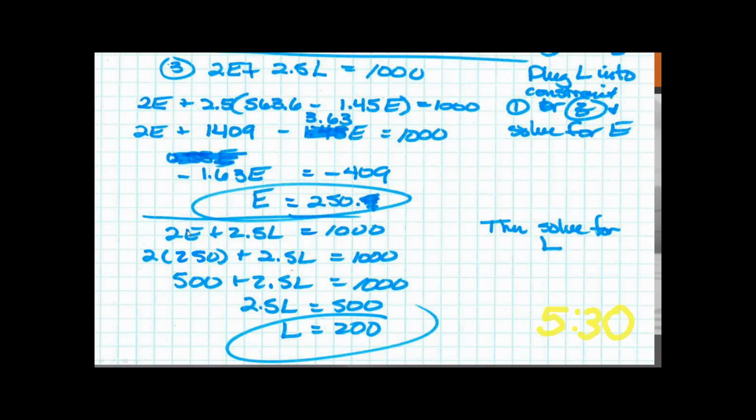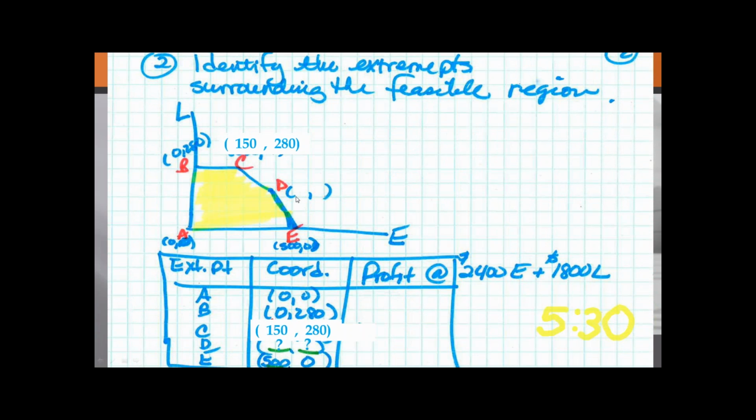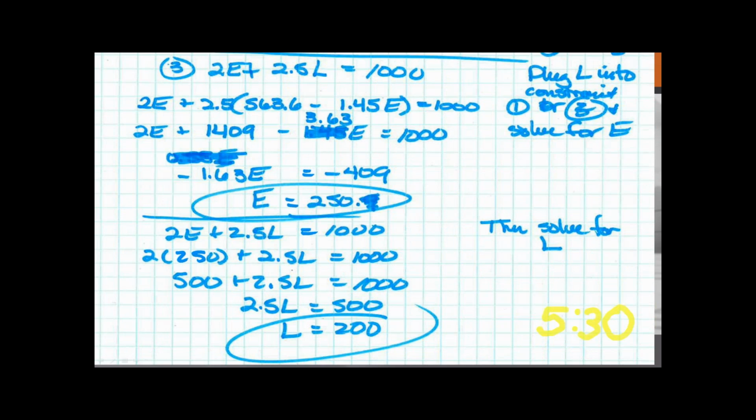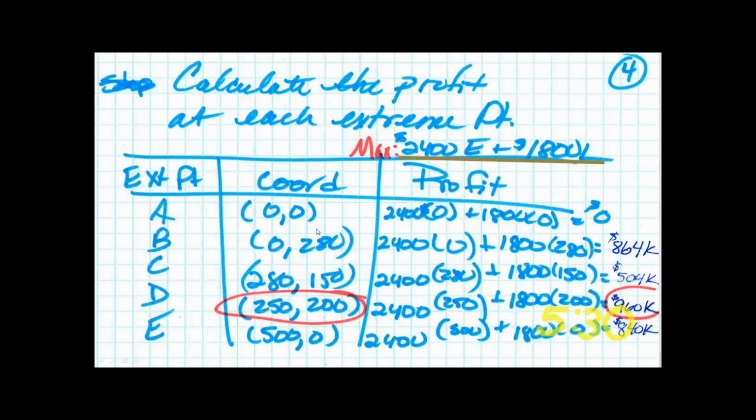Then you can take constraint 1 or 2 or the sum of them, it doesn't matter because you'll get the same answer. Plug E into any one of those 3 line equations and solve for L, and I get 200. So now we know E is 250 and L is 200 at this point right here. Those are the coordinates for D. So now we have everything we need to finish up this problem. We have now found the coordinates for each one of these 5 extreme points.